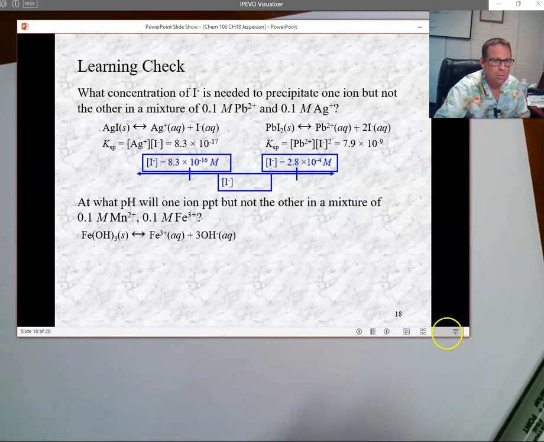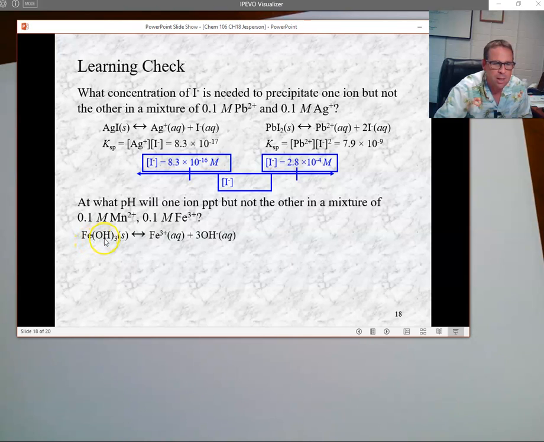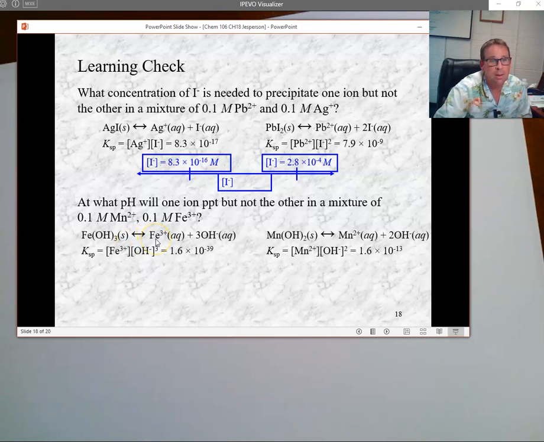Okay, so we have an equilibrium expression where the solid iron hydroxide is dissociating. And then we look at the Ksp for that and solve for the hydroxide ion concentration necessary to precipitate out the iron. Over here we solve for the hydroxide ion concentration necessary to precipitate out the manganese.